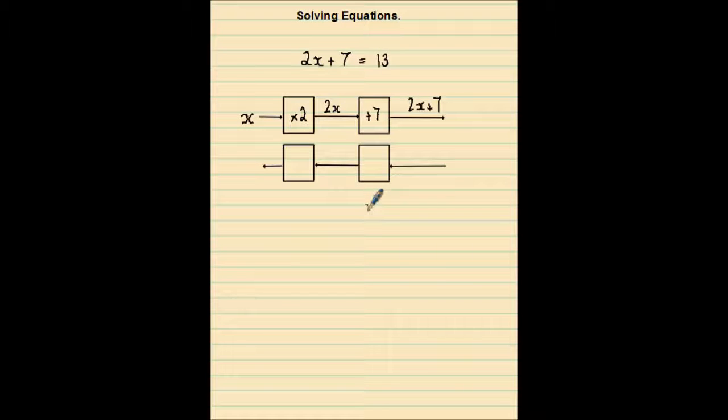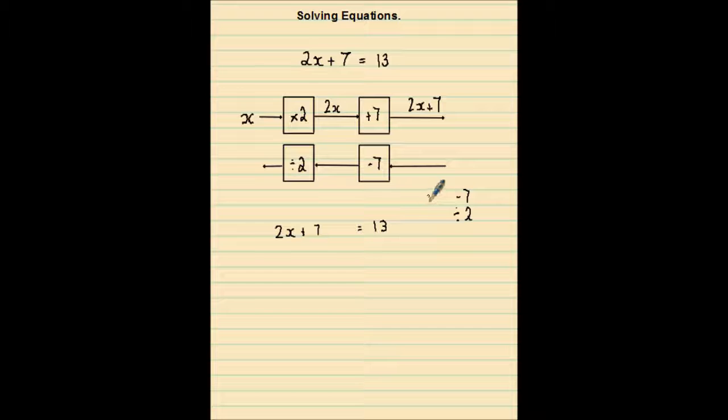This is the easy part. Underneath, we just write the inverse, in other words, the opposite function. The inverse of plus 7 is minus 7, and the inverse of times 2 is divide by 2. And working in the opposite direction, the function machine tells us what to do and in what order in order to solve the equation.